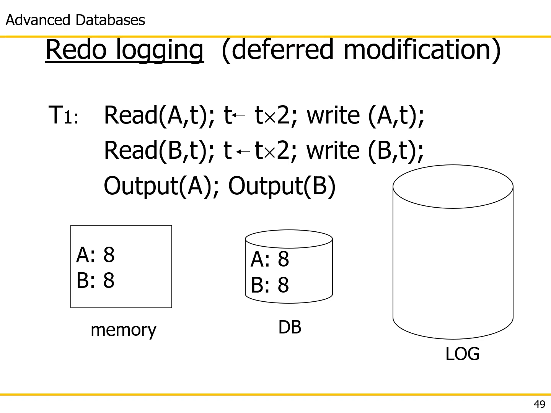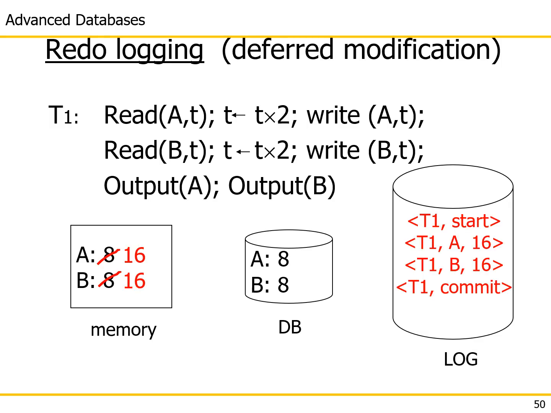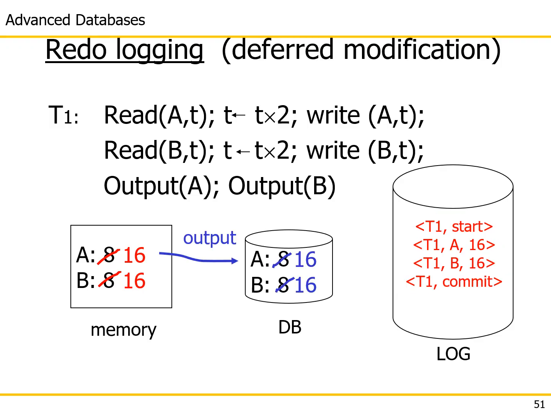So what we're going to do here, we're looking at the same example, except now we are going to record the new value, not the old value. Okay. As you see here in the log, T1 starts, T1 is modifying A and the new value is 16, T1 is modifying B and the new value is 16, and T1 committed. Okay, so now I'm storing the new value. Now, we're still running with the von Neumann architecture. So we modify things in memory and then we put them afterwards on disk.